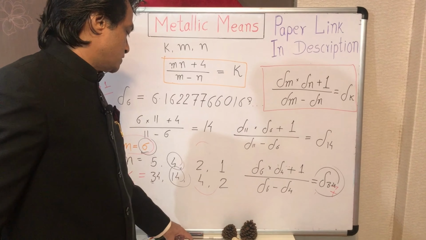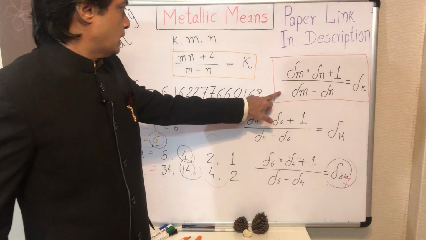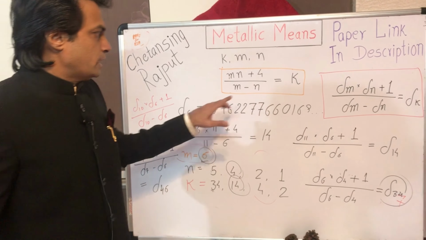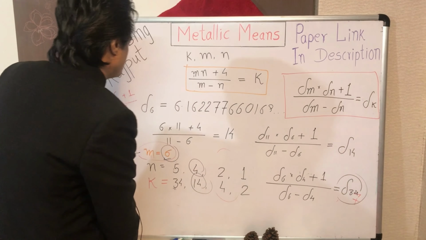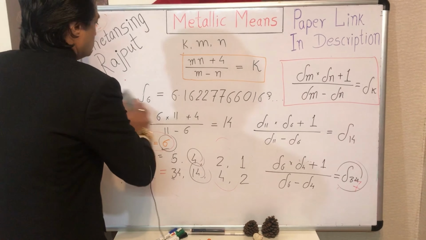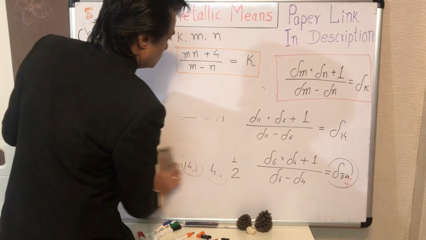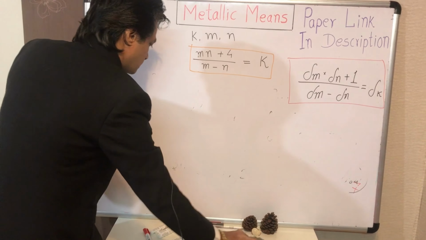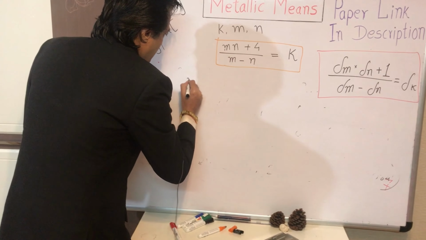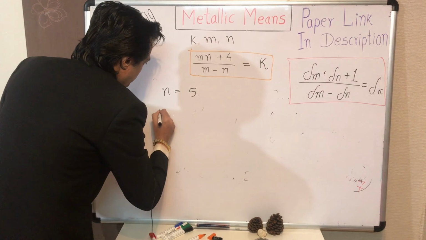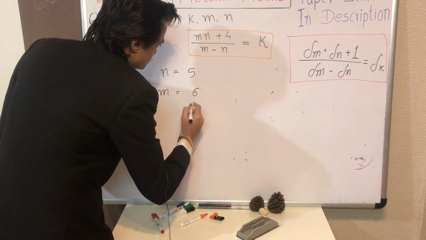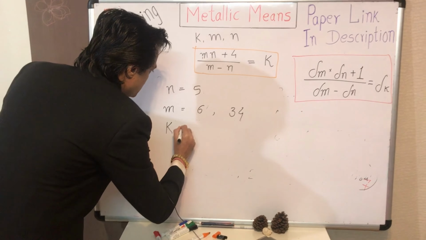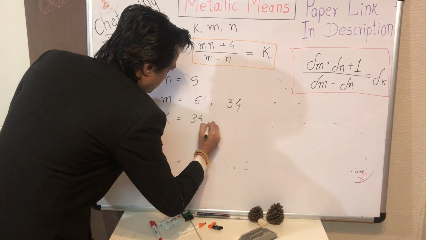And not just digit 6. I have elaborated this formula with the 6th metallic ratio, but this can be applied for any metallic ratio. Like consider digit 5, or the 5th metallic ratio. The 5th metallic ratio or any other metallic ratio can give similar results. If n is equal to 5, we get m is equal to 6 and 34 and the value of k will be 34 here and 6 here.